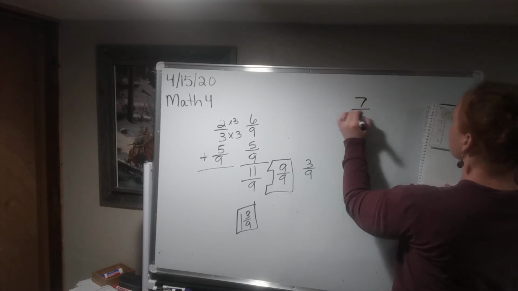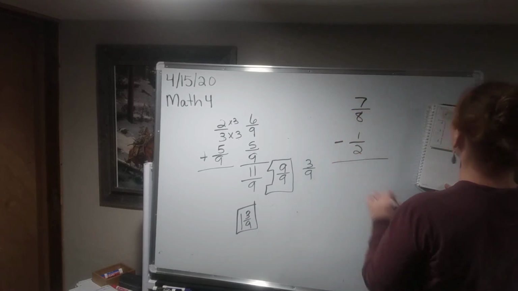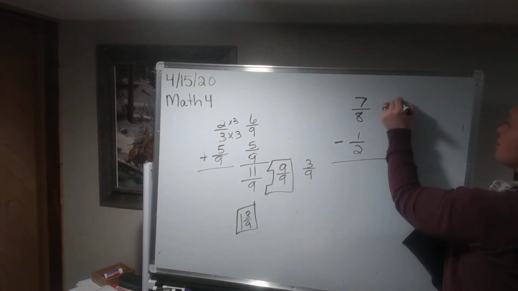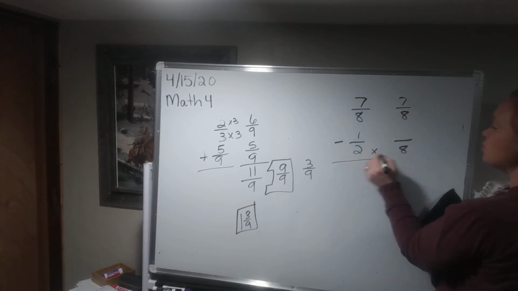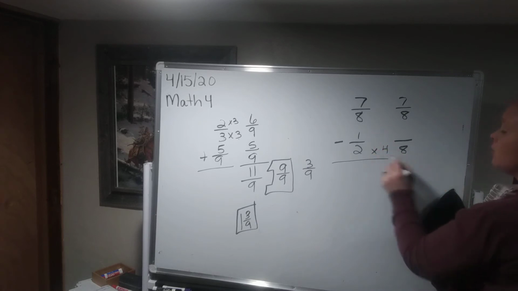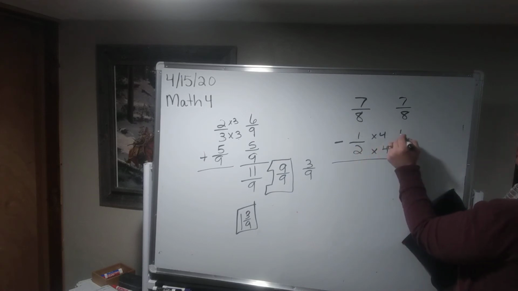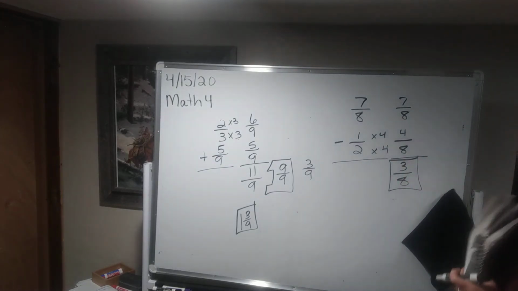7/8 minus 1/2. Okay, so let's change it to eighths. So let's leave our 7/8 and let's put an 8 here. 2 times what equals 8? 2 times 4 equals 8. Whatever I do to the bottom, I have to do to the top. 1 times 4 equals 4. In this case, we say 7 minus 4 equals 3/8. This fraction looks nice, and so we can keep it.